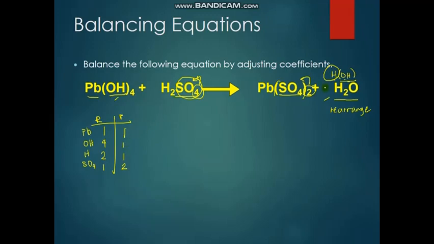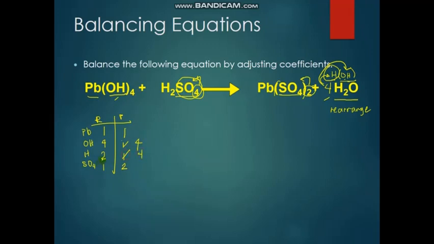So 4, multiply it by 4, water. So 4 times 1, it will become 4. Next, since hydroxide is with hydrogen, it will also be multiplied by 4. So this will become 4.